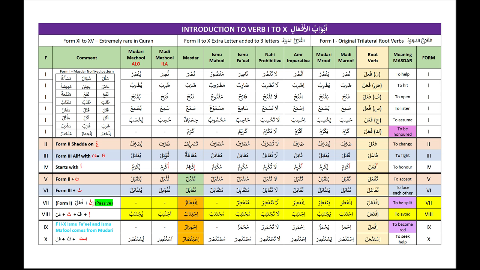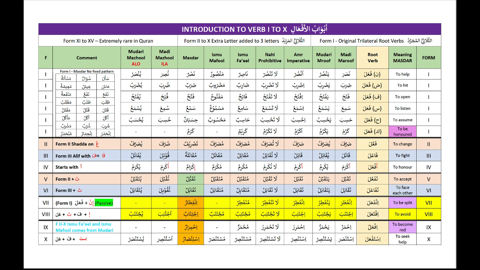Form 1. Nasara yansuru unsur la tansur, nasirun mansurun nasrun, nusira yunsaru. Daraba yadribu idrib la tadrib, daribun madrubun darbun, duriba yudrabu. Fataha yaftahu iftah la taftah, fatihun maftuhun fathun, futiha yuftahu. Sami'a yasma'u isma' la tasma', sami'un masmu'un sam'un, sumi'a yusma'u. Hasiba yahsibu, ihsib la tahsib, hasibun mahsubun, hisabun, husiba yuhsabu. Karuma yakrumu ukrum la takrum, karimun.